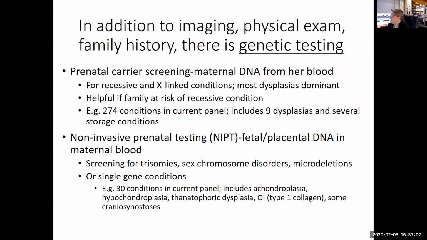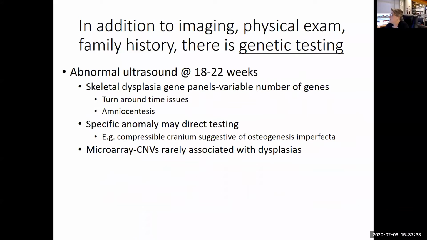Non-invasive prenatal testing, or NIPT, which is basically fetal placental DNA in the maternal blood. Right now, most commonly used for trisomies, sex chromosome disorders, and a select group of microdeletions. But single gene conditions can be picked up there, and there are some panels that are out there for pickup of achondroplasia, hypochondroplasia, thanatophoric dysplasia, OI with type 1 collagen changes, and some of the craniosynostoses as well. And I imagine that will just continue to evolve.